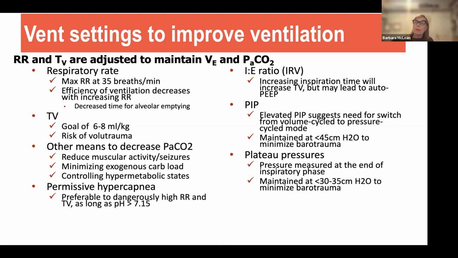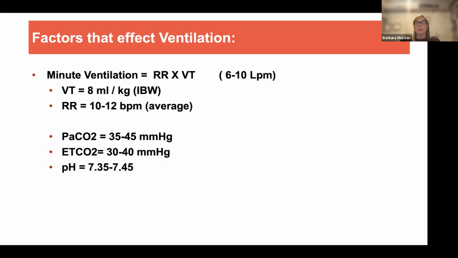And then, of course, plateau pressures are looking at the pressure that is generated when your alveoli are distended with gas. The less alveoli you have, the higher the plateau pressure. So always really important for us to consider that when we talk about vent settings to improve mechanical ventilation. To improve CO2 removal, I always like to remind you about minute ventilation. That's respiratory rate times tidal volume, and that's usually around 6 to 10 liters per minute.